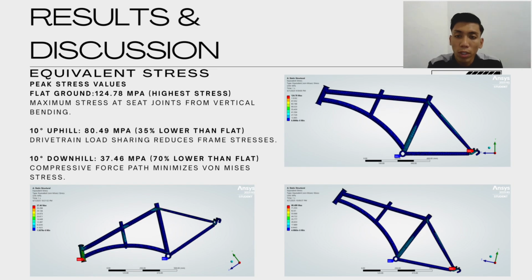Okay, next we go through the second results for equivalent stress analysis. The stress distribution across the frame also varied with terrain. Flat ground riding produced the highest stress of 124.78 megapascal, concentrated at the seat joints due to the vertical forces.